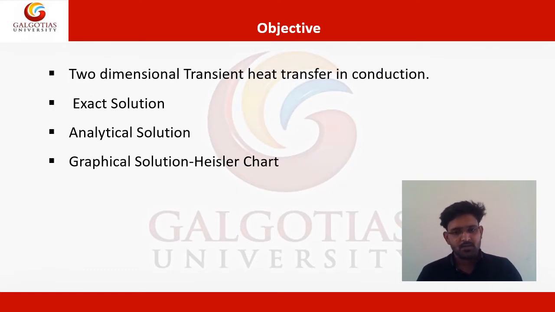Now the objective for today's class is that we will see two-dimensional transient heat transfer in conduction. We will mainly focus on conduction, in which we will see unsteady state heat transfer, that is, properties varying at a particular point with respect to time. Then we will see the cases in which we can find the exact solution, the cases in which we can find the solution by analytical methods, and third, the graphical solutions, how to use the Heisler chart and derive the relations.